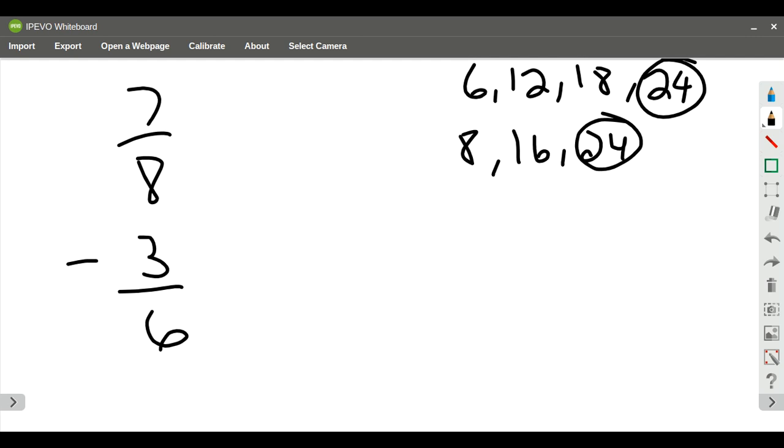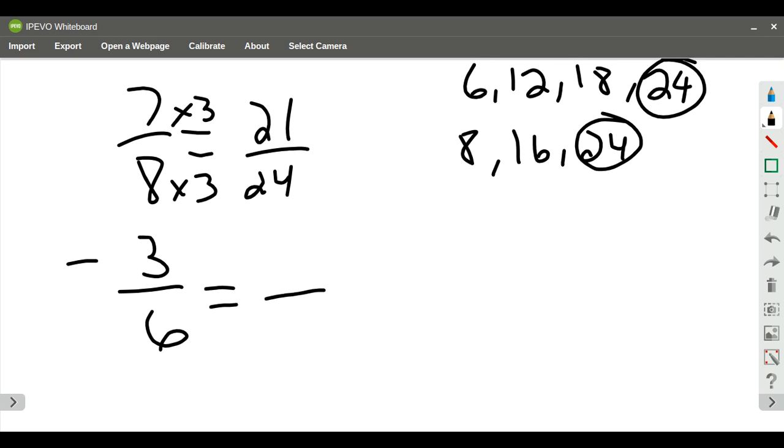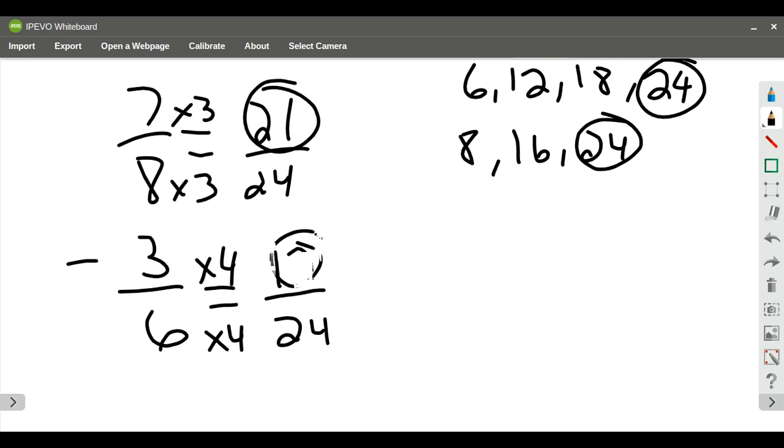7/8 is going to be equal to 21/24 because I multiply 8 and 7 by 3. So again, whatever I do to the denominator, I have to do to the numerator. And then 6 to get to 24, I'm going to multiply that by 4. And so 3 times 4 is going to be 12. And then I do 21 subtract 12. And when I do 21 subtract 12, I end up with 9/24.